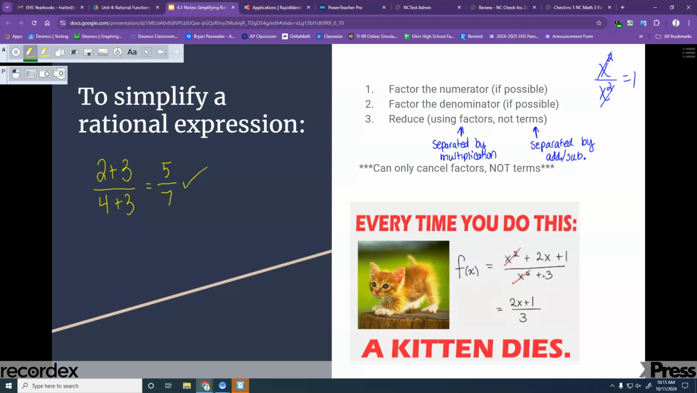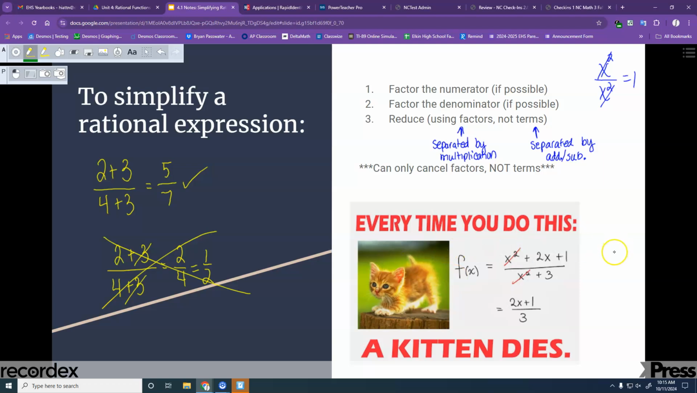But if I cancel like they're canceling over here, I would say, oh, there's a 3 on top, 3 on bottom. I'm going to mark those out. What would I get? 2/4, which would be 1/2. Is that right? No, that would be wrong. So we cannot cancel by just marking things out on top and bottom that are the same if they're separated out by a plus or minus sign. It's a very, very, very common mistake.